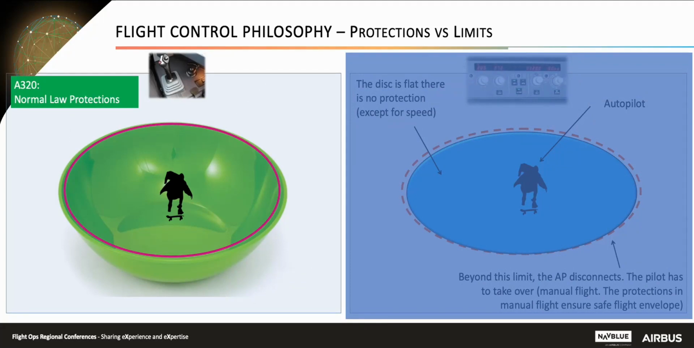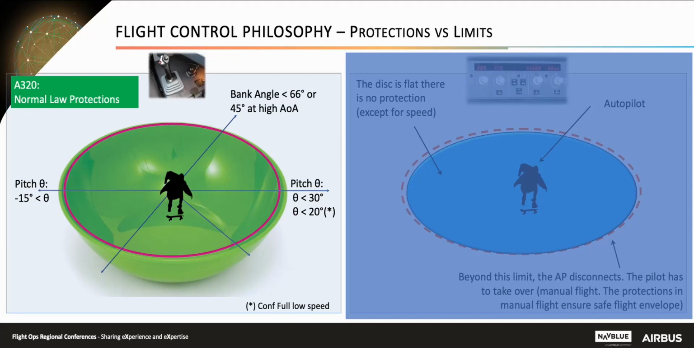For an Airbus 320, we can review the level of activation of the flight control protections in further detail. In pitch, the aircraft cannot go beyond minus 15 degrees and plus 30 degrees, 20 if it's in low speed. In bank, the limitation is 66 degrees, 45 degrees in case of high angle of attack. For high speed, it's limited to VMO plus 6 or MMO plus 0.01. And for angle of attack, it's limited by alpha max.